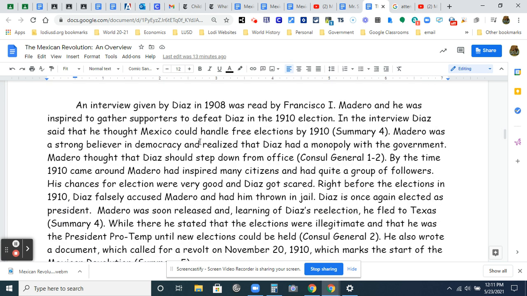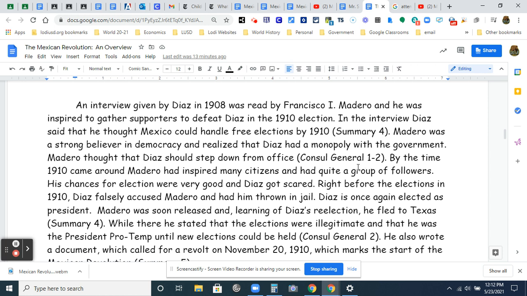An interview given by Diaz in 1908 was read by Francisco I. Madero. He was inspired to gather supporters to defeat Diaz in the 1910 election. In the interview, Diaz said that he thought Mexico could handle free elections by 1910. Madero was a strong believer in democracy and realized that Diaz had a monopoly with the government. Madero thought that Diaz could step down from office. By the time 1910 came around, Madero had inspired many citizens and a quiet group of followers.